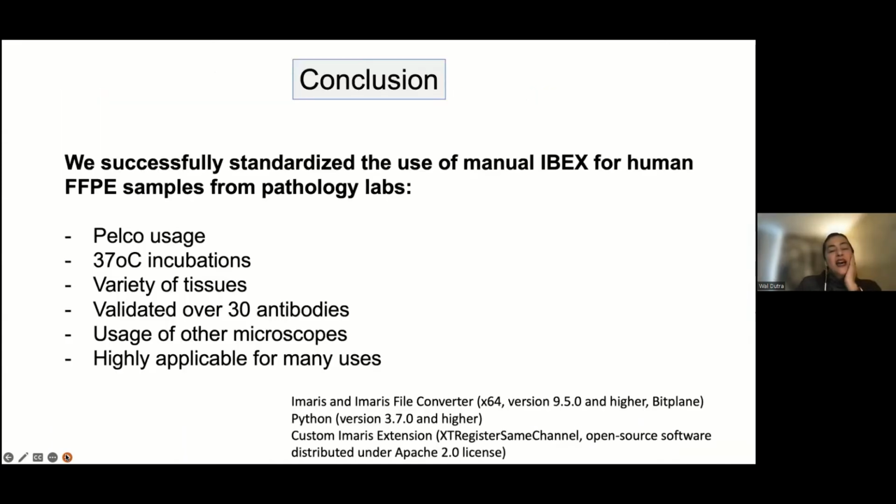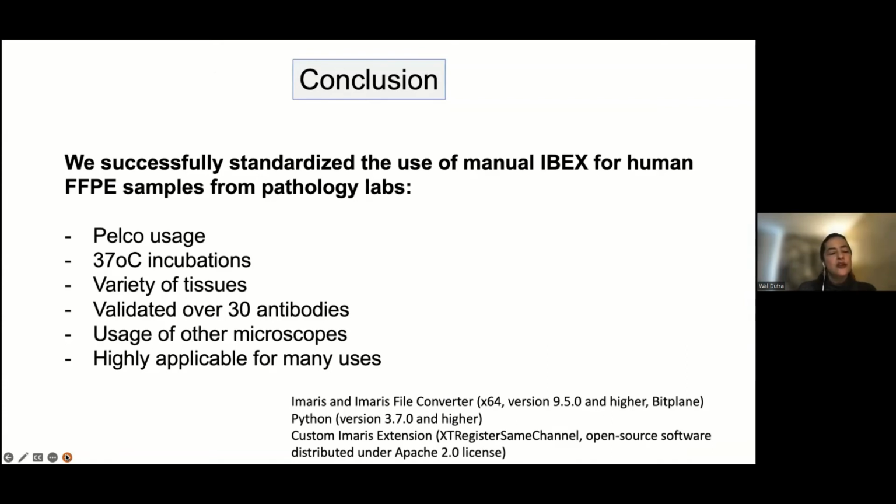Okay, so the conclusion here is that, yes, we were able to successfully standardize the use of manual IBEX for human FFPE samples from pathology labs, which made us really happy. We used the Pelco microwave, as I mentioned to you, but we also used 37-degree incubations that allowed for very good results. We tested a variety of tissues.